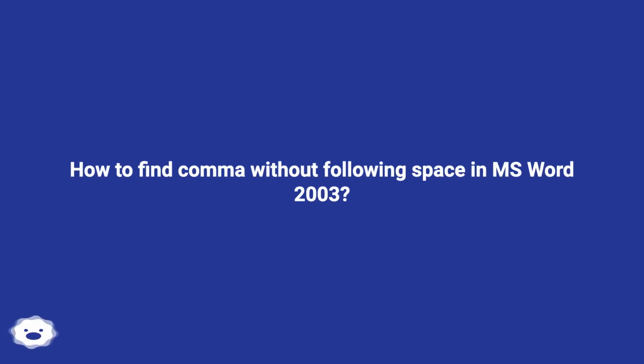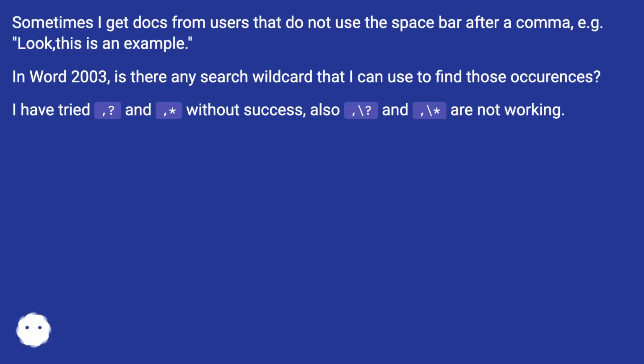How to find a comma without a following space in MS Word 2003. Sometimes I get docs from users that do not use the space bar after a comma. For example, look, this is an example. In Word 2003, is there any search wildcard that I can use to find those occurrences?